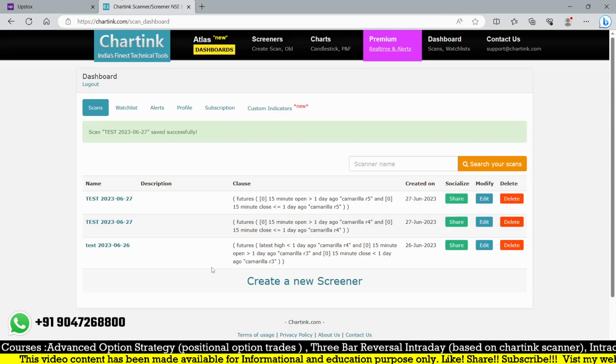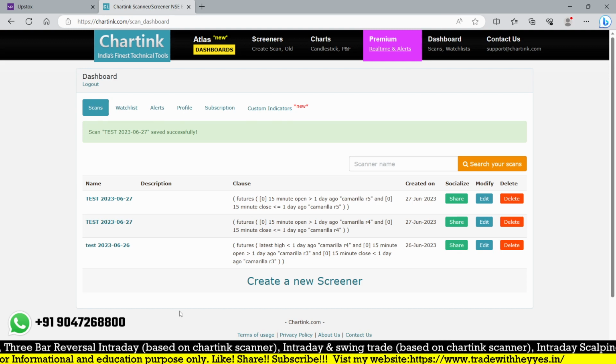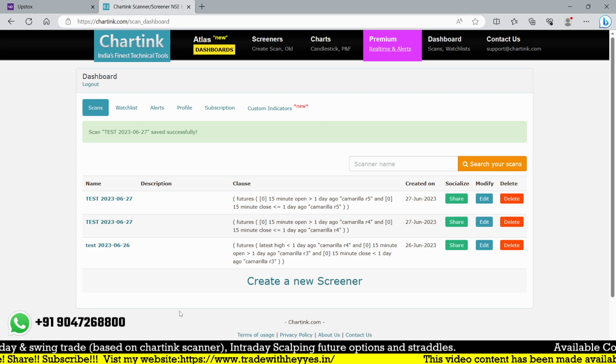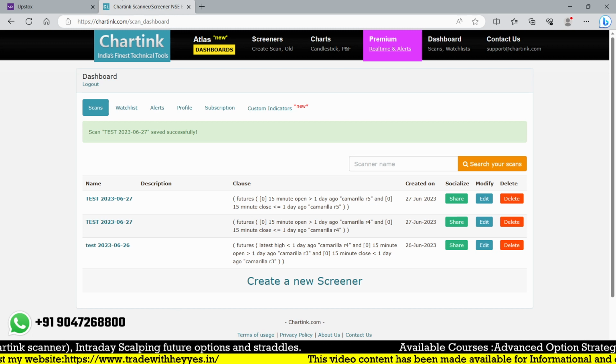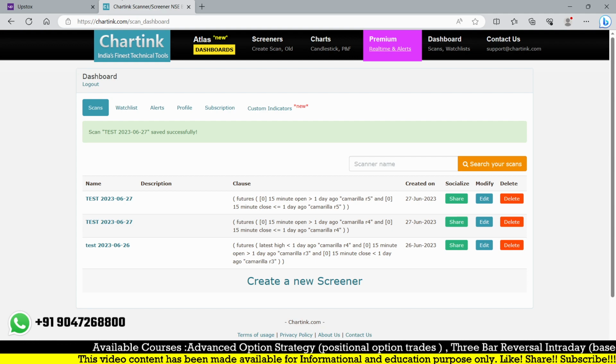So maybe we have created 3 scanners. One is about R3, R4, and R5 reversals. That will help us find trend reversal stocks at the highest level. In my next video, we are going to discuss the support level reversal, and that may be a good opportunity.